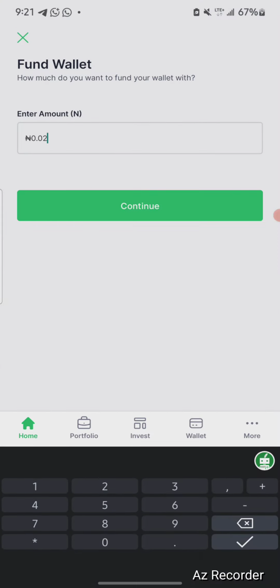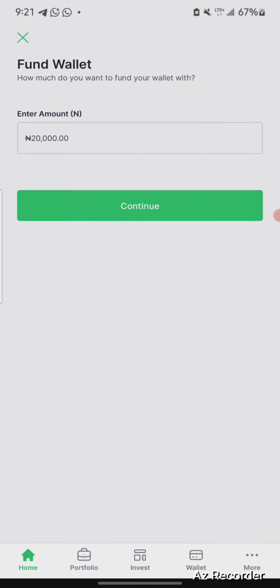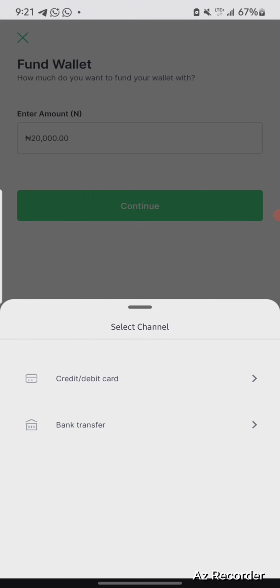You enter the amount. Let's say I want to fund 20,000. Click on continue. You either choose credit or debit card or bank transfer. I normally use bank transfer, which is very easy and fast for me. So you click on bank transfer.